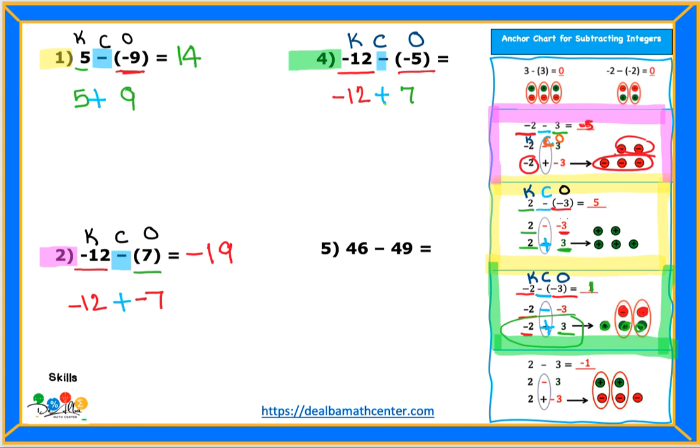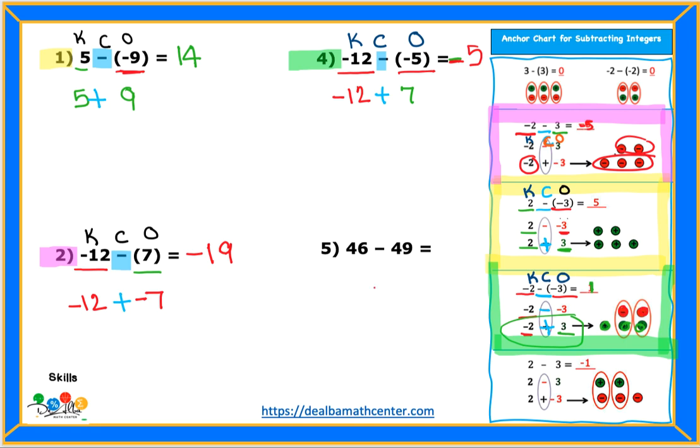So which one will have more absolute value or more chips? The 12, because it's negative 12. So the answer will be negative. And now I'm going to subtract these two numbers like any regular numbers. What is 12 minus 7? That's going to be a 5. Great. So the answer for this question 4 will be negative 5. Great. Okay, so now we're going to do number 5.